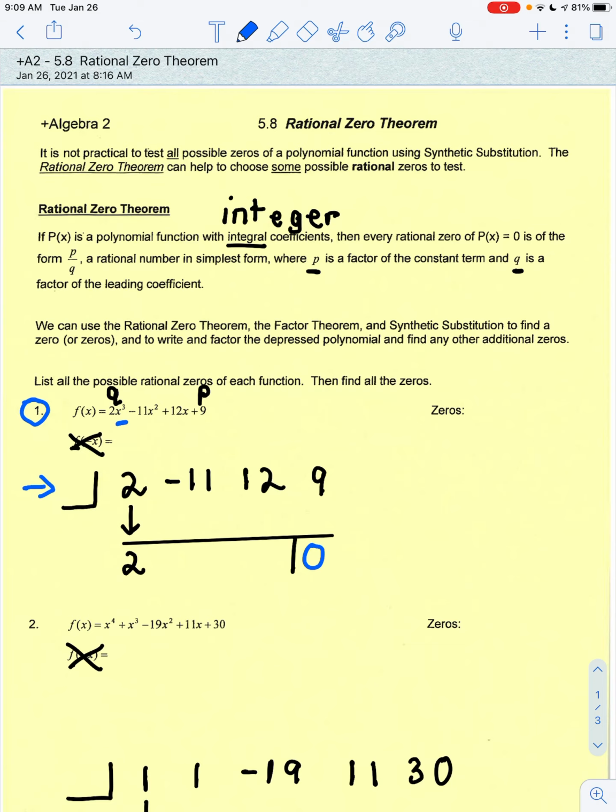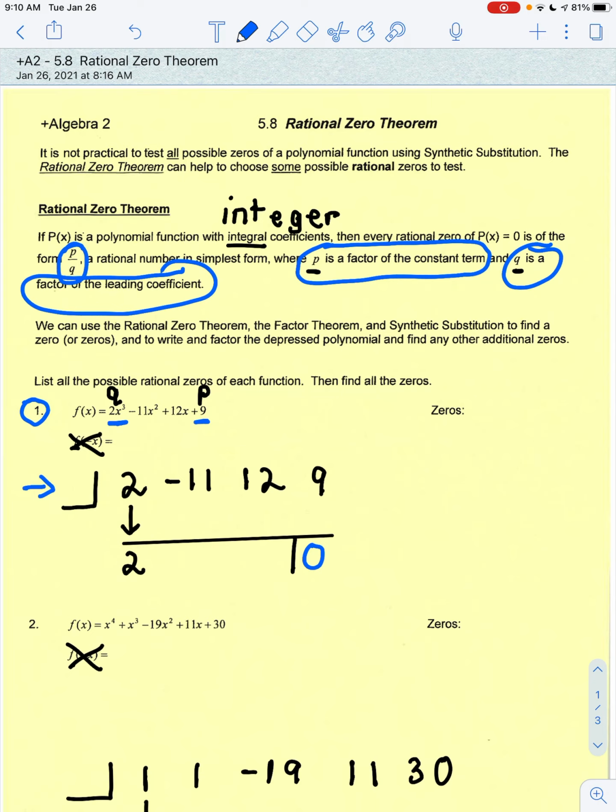And I don't want to just pick values out of the sky. So you can notice I've labeled the constant term in my function as p above the function, and the first term, the 2, I've labeled q. That's because p is a factor of the constant term and q is a factor of the leading coefficient, and p over q is going to be a possible rational zero.